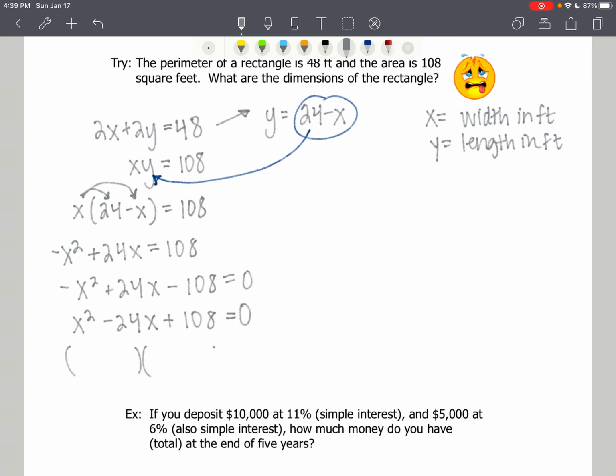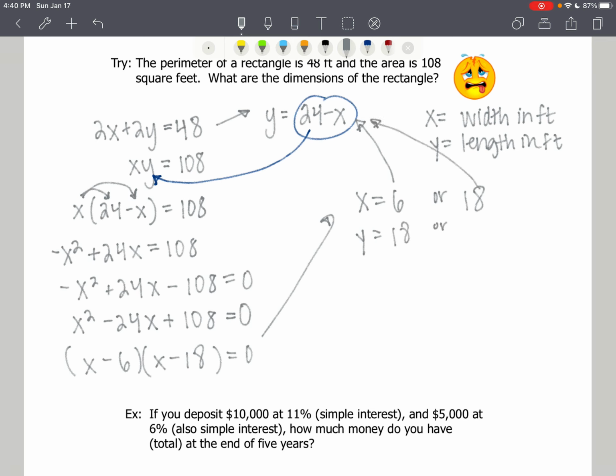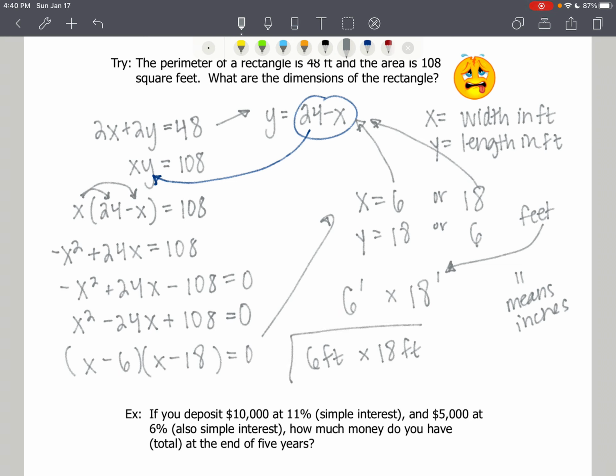And then when I factored, I got x minus 6 and x minus 18. So I got x equals 6 or 18. And when x equals 6, y was equal to 18. And when x was 18, y was 6. So my dimensions were 6 feet by 18 feet. And this means feet. The apostrophe means feet. The quotation marks mean inches. But if you put 6 feet by 18 feet, that would also be acceptable.